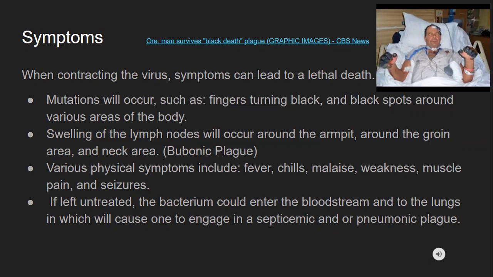Swelling of the lymph nodes will occur around the armpit, the groin area, and the neck area, also known as the bubonic plague. Various physical symptoms include fever, chills, malaise, weakness, muscle pain, and seizures. Ultimately, if left untreated, the bacterium can enter the bloodstream and the lungs, which will cause one to engage in a septicemic or pneumonic plague.